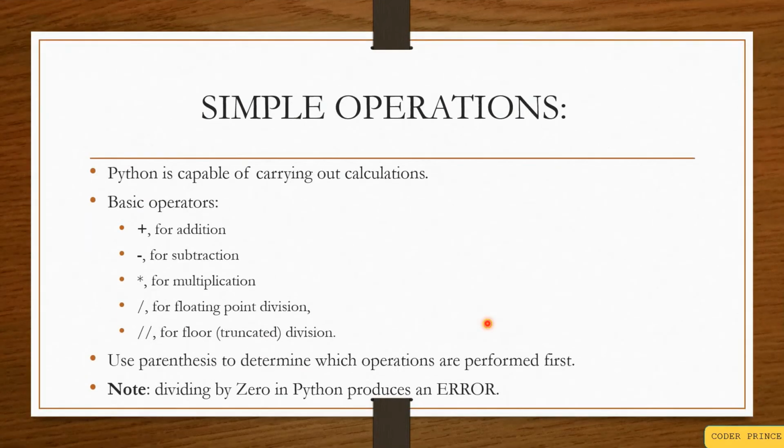So coming to simple operations in Python. Python is capable of carrying out calculations, which means that in the Python terminal, if you type 5 plus 3 and hit enter, it gives the output as 8. So the Python compiler performs the role of a calculator here. Now coming to the basic operators, we have plus symbol for addition, minus for subtraction, asterisk or star for multiplication, single forward slash for floating point division, and double forward slash for floor division or truncated division. And also note that dividing by 0 in Python produces an error.